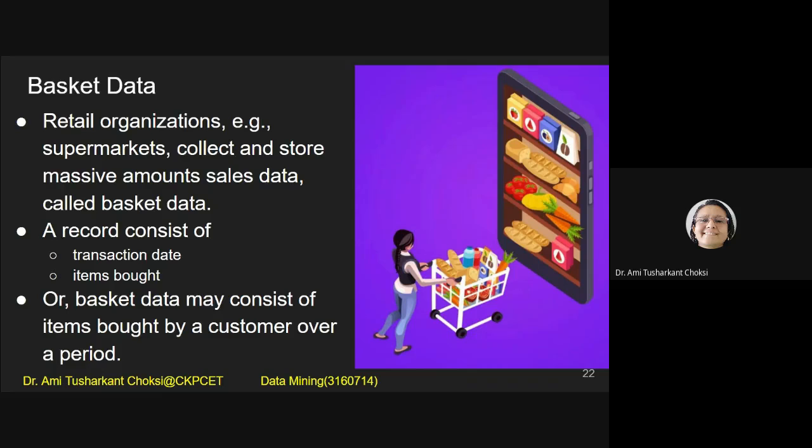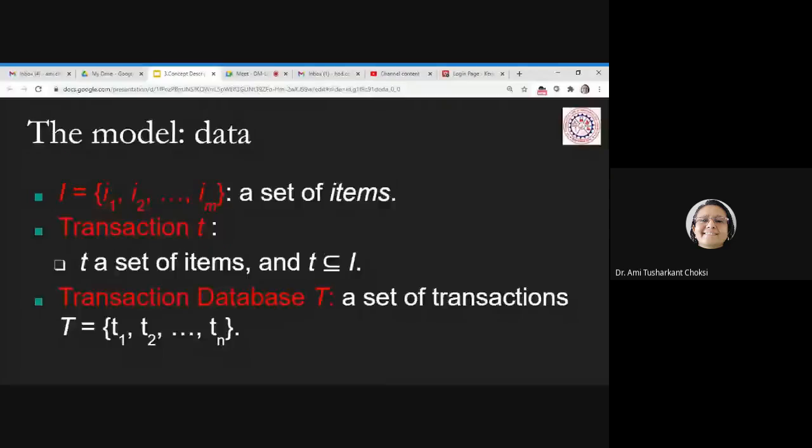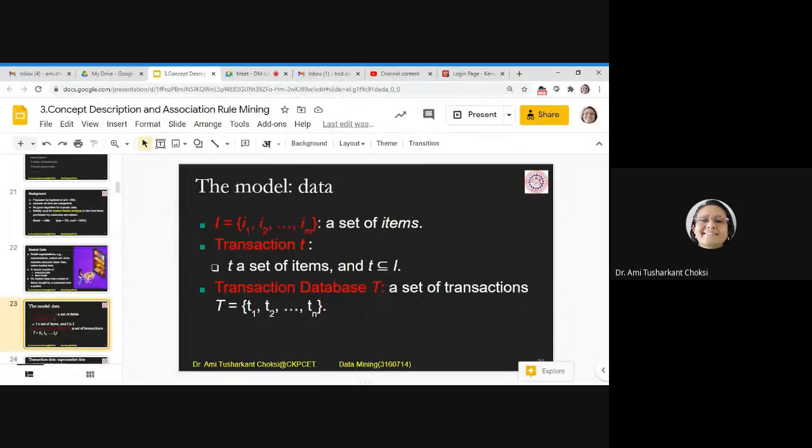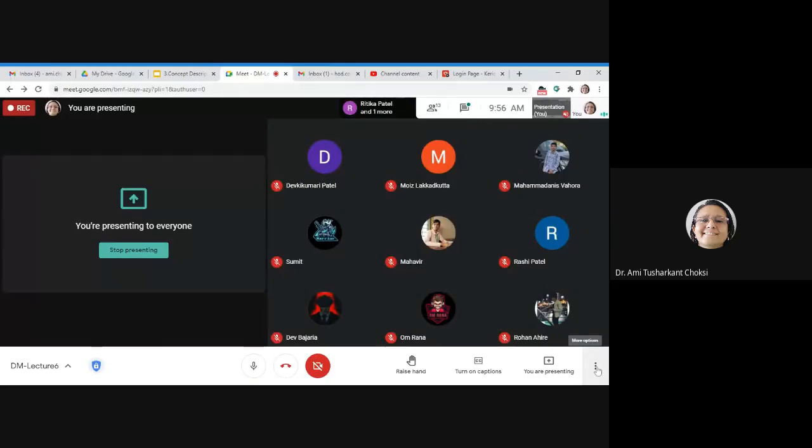And then we will analyze that we have the relation, and we will find the rules of that purchase which people are doing. That's all for today.